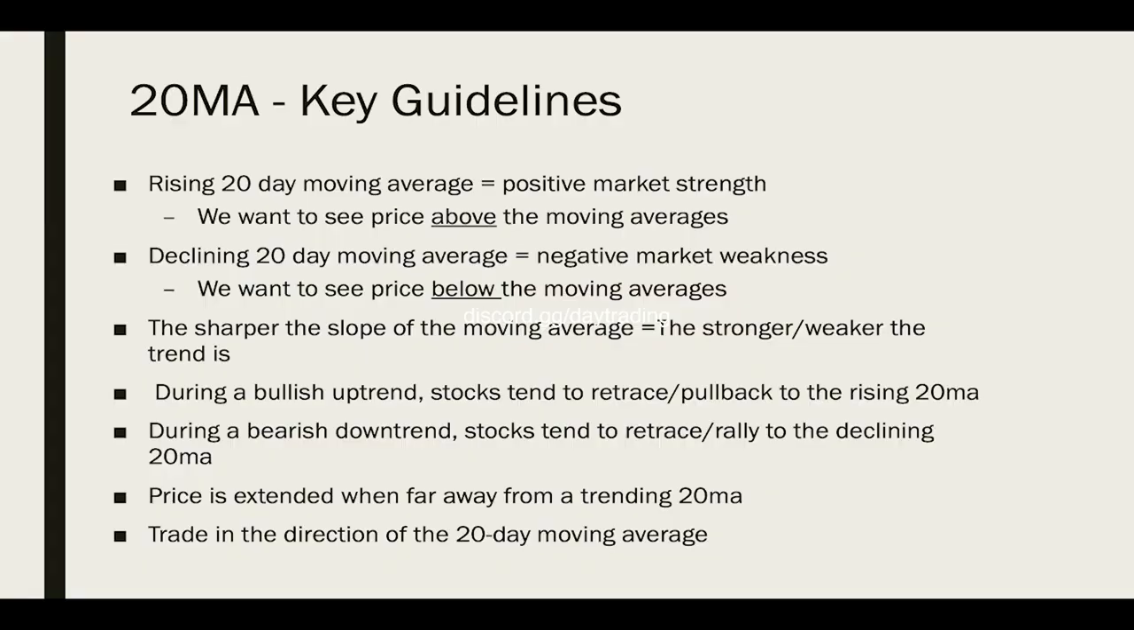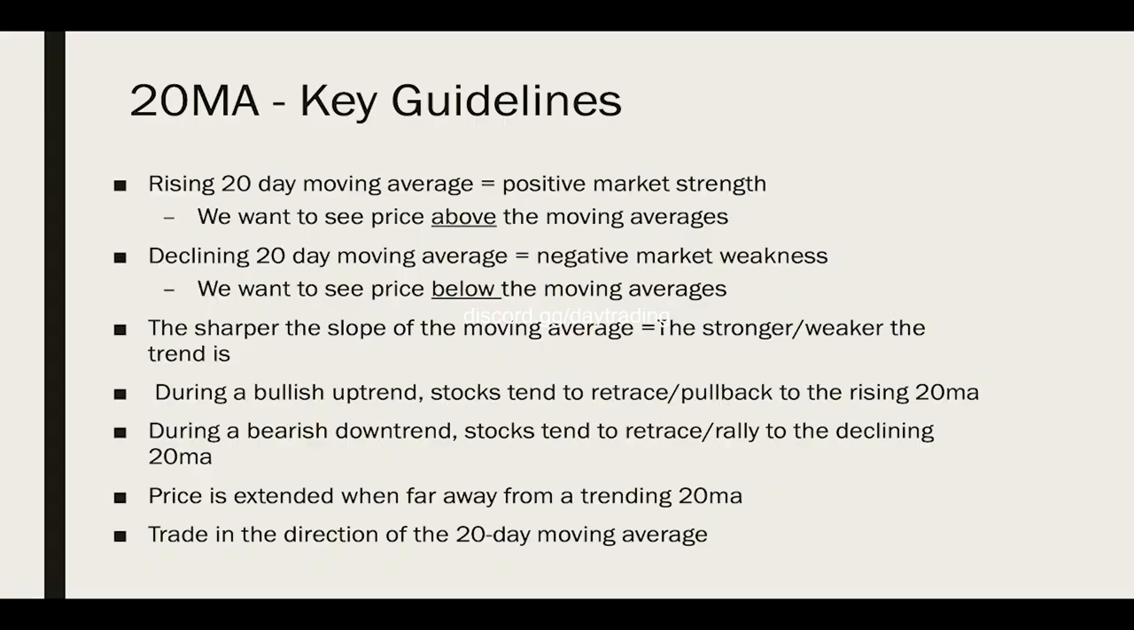The sharper the slope of the moving average, the stronger or weaker the trend is. And we're going to look at examples of that. During a bullish uptrend, we know what an uptrend is now, stocks tend to retrace or pull back to the rising 20-day moving average. That's why we want the 20-day moving average below price, because during bullish uptrends, we see price actually pull back or retrace to that rising 20.